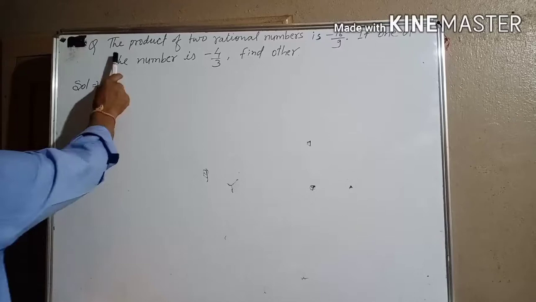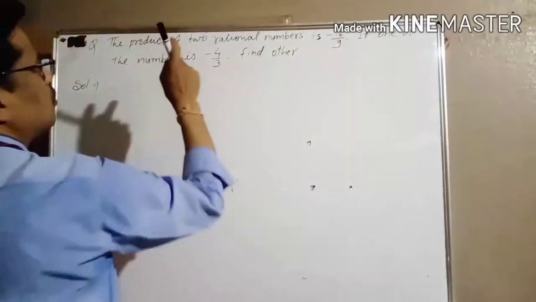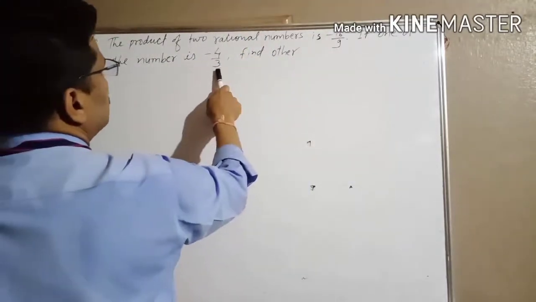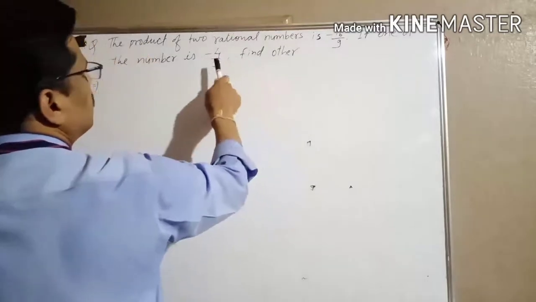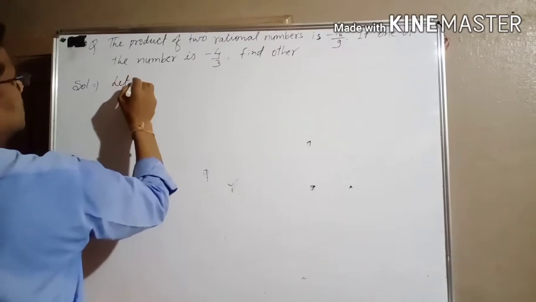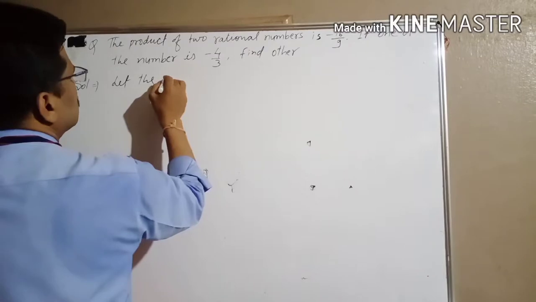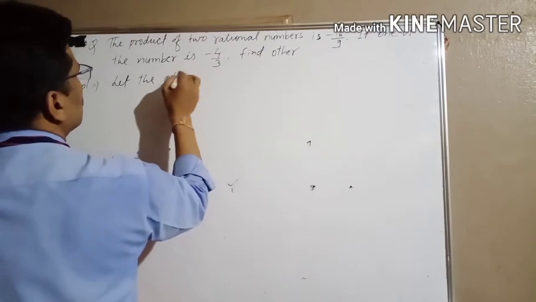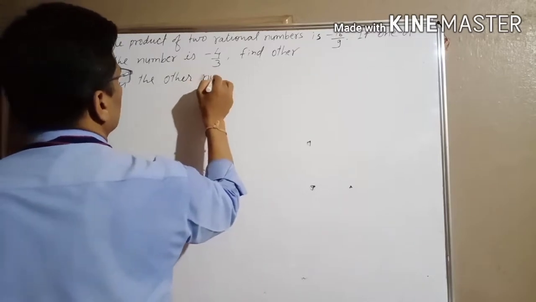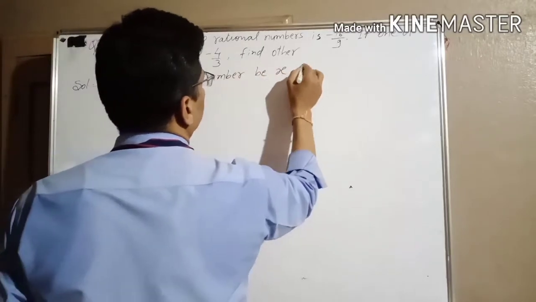Now, the product of two rational numbers is minus 6 upon 9. We have the product of two numbers. If one of the numbers is minus 4 upon 3, find the other. We have one number, the other number we have to find. We can suppose here, let the other number be x.